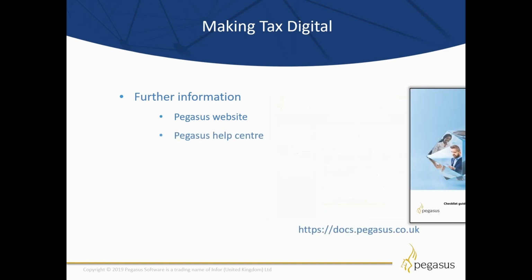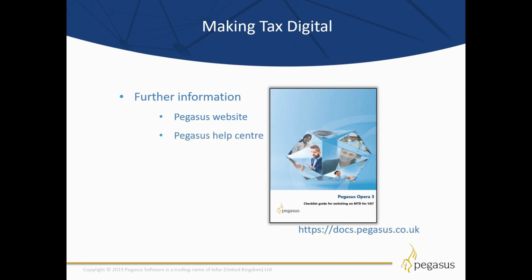On the Pegasus Help Centre, there are a number of documents designed to help you. We've created an MTD for VAT checklist guide. This guide will take you through the whole of the process of setting up your system to operate under MTD VAT. What are the prerequisites? Then it will take you through the options to activate your account for MTD on the HMRC website, authorisation to allow Opera 3 to communicate with that account, and next, the sequence you'll need to go through to set up Opera 3 to be MTD enabled. And finally, submitting that VAT return through to HMRC. So a complete guide to implementing MTD in Opera 3.